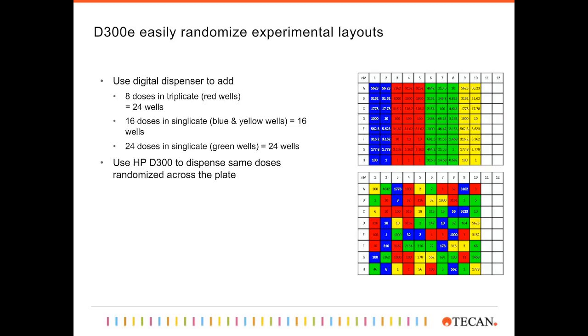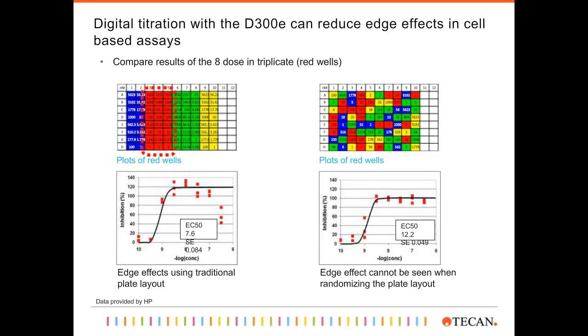Here we have a comparison. On the left side is the non-randomized, conventional layout, and we see a strong drop-off of the results towards the higher concentrations. On the right side, with randomized dispensing, we get a much nicer distribution of our data points and therefore also much better data quality.